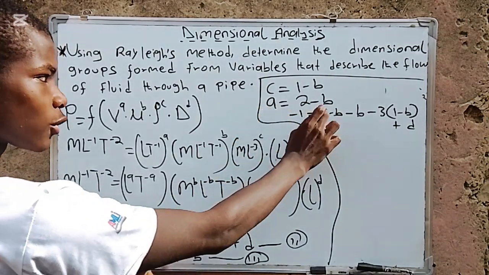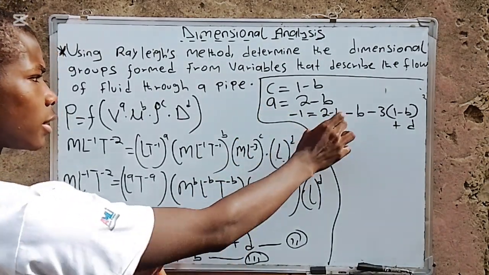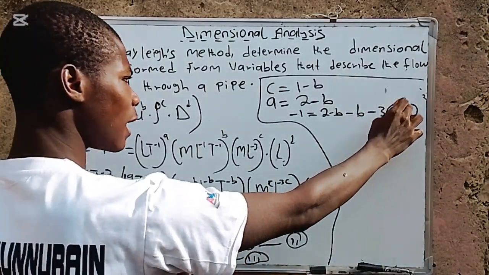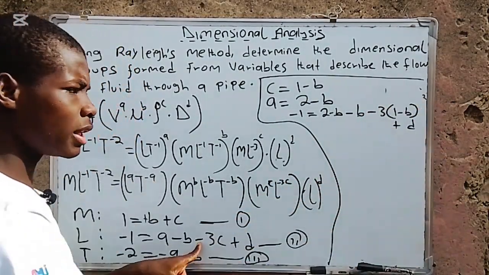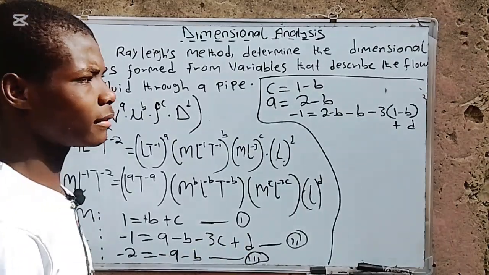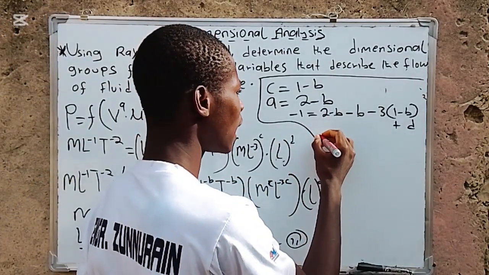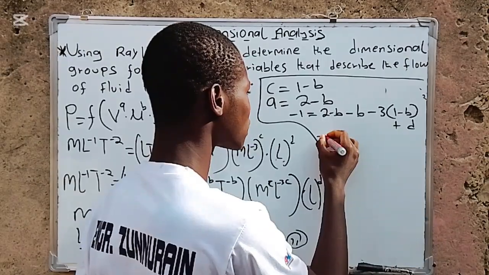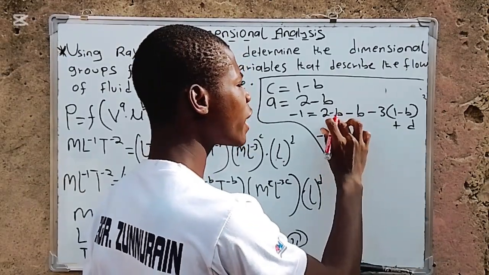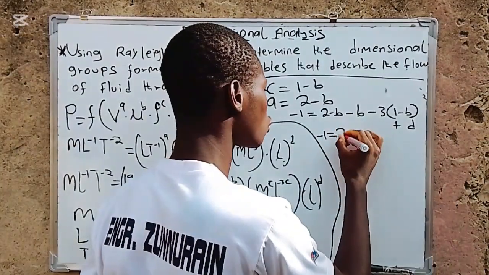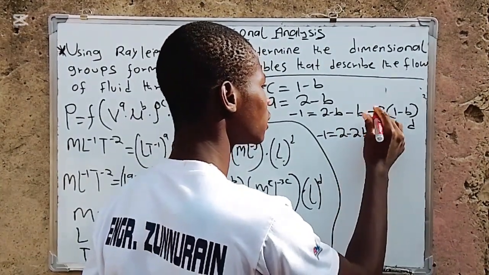Minus 1, minus 1, a, I substitute 2 minus b. Minus b, I put the b because I don't have the value of b. Minus 3 multiplied by c, which is 1 minus b. And therefore plus d. So, the next thing is that I have to say minus what? 1, it will be equal to minus b minus b. It will give me what? Minus 2b. So 2 minus 2b.